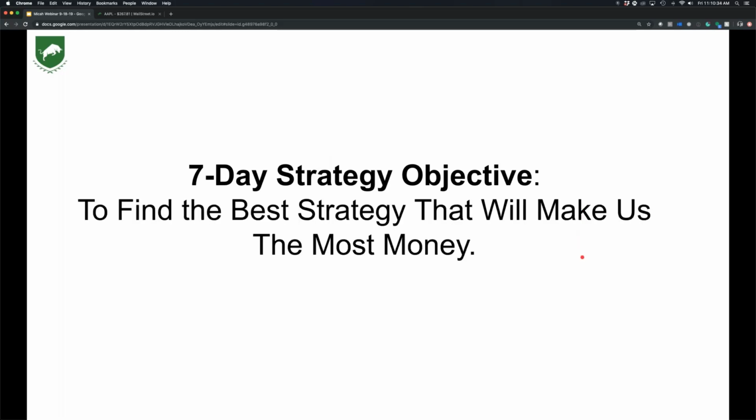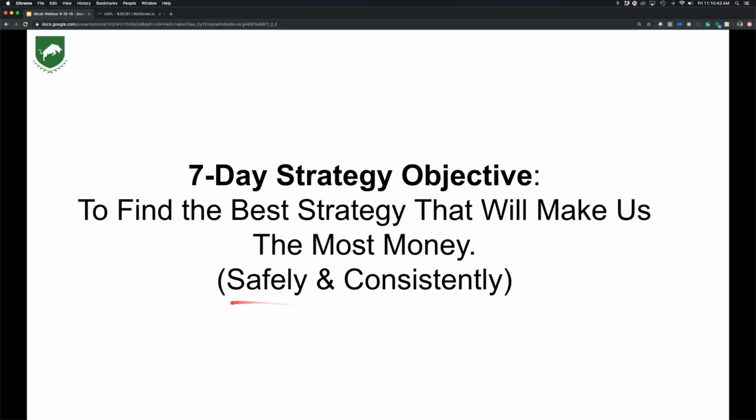Now, to find that, what we're trying to do is find the strategy that's going to make us the most money safely and consistently with our stock strategy first. And now safely means that we don't have to risk very much to do it. Consistently means it's something that we're going to be able to use every single month.